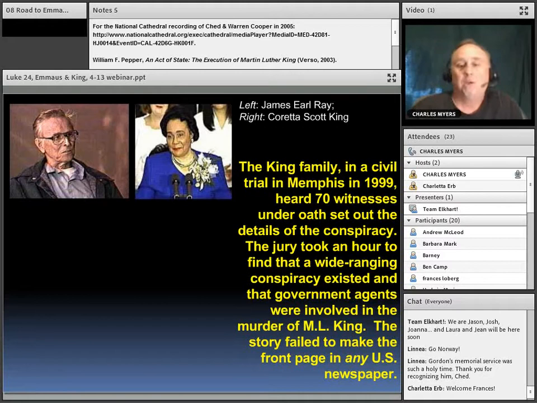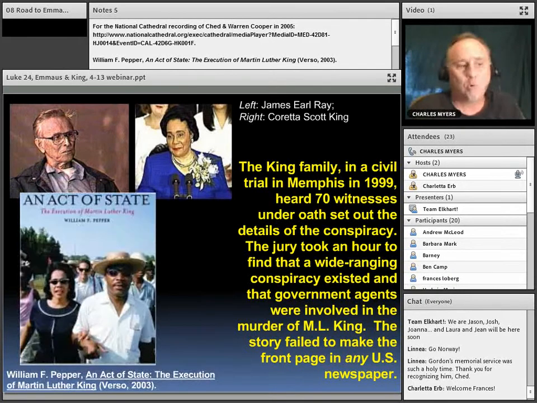News? Well, that's because it didn't make the front page of any U.S. newspaper. It was voted as the most underreported story of 1999. If you're interested in learning more about this, it's written up in William Pepper's book, An Act of State. And Charlotte, if you scroll down a little bit, folks will see that under the notes box.